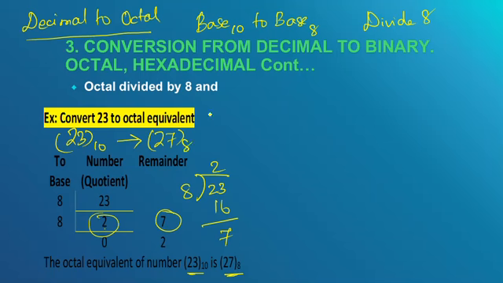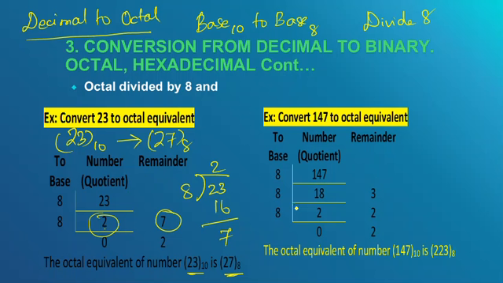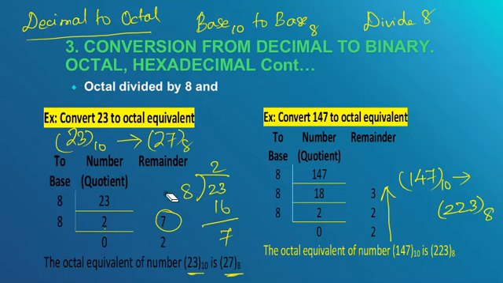Let us see another example, 147. Dividing by 8, you will get remainder 3. Then 18 divided by 8: 8 multiplied by 2 is 16, so 18 minus 16 is 2, so the remainder is 2. Finally you have 2, so 147 to the base of 10 is converted into 223 of base 8. The answer has to be written in this format. This is the example for converting a decimal number into an octal number.